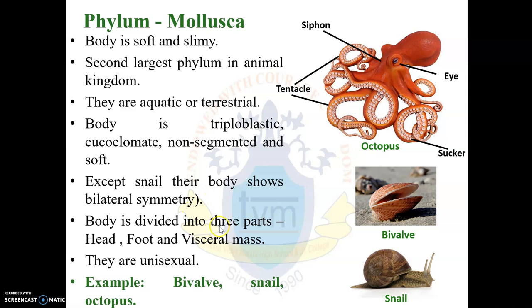Their body is divided into three parts: head, foot and visceral mass. The visceral mass is covered with mantle, and this mantle secretes a hard calcareous shell. This shell may be external or internal or even absent in some cases. These animals are unisexual. Examples are bivalve, snail and octopus.